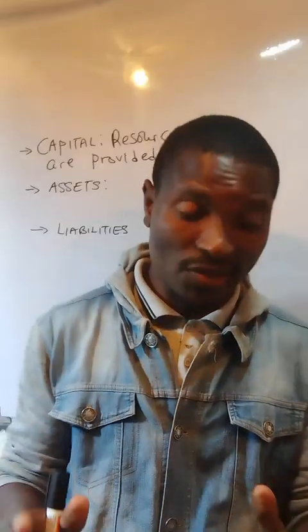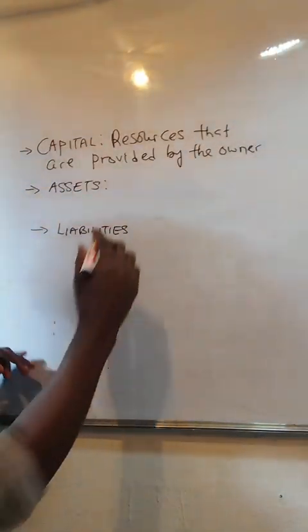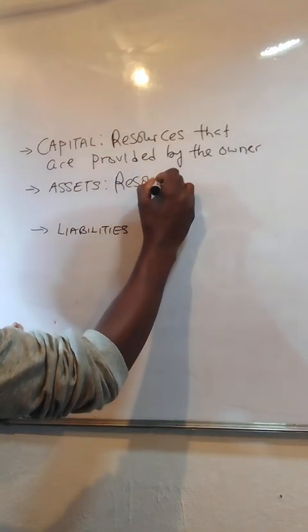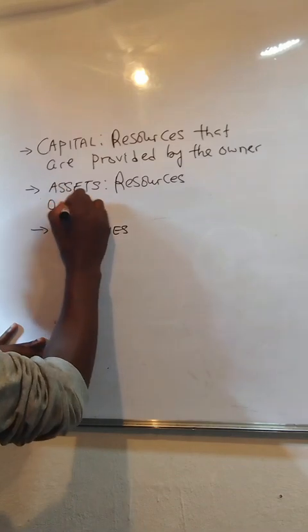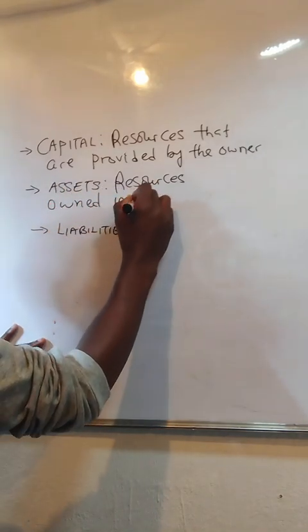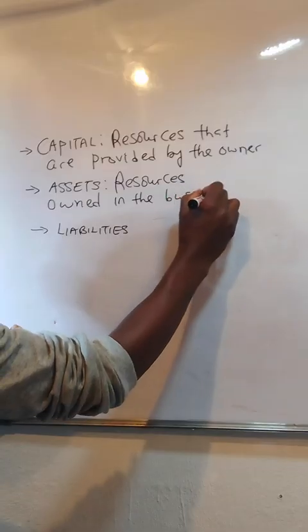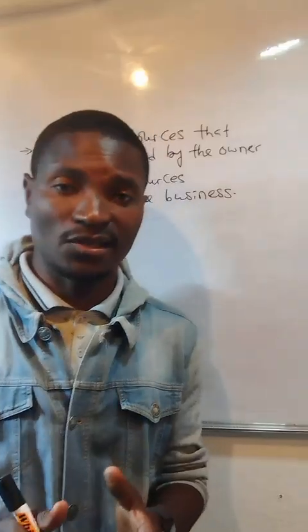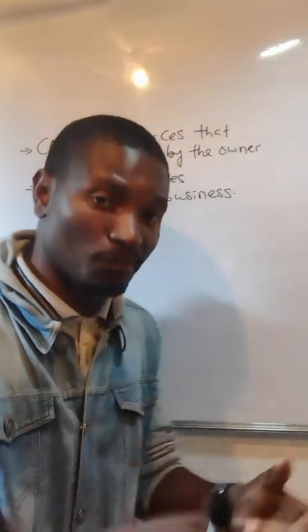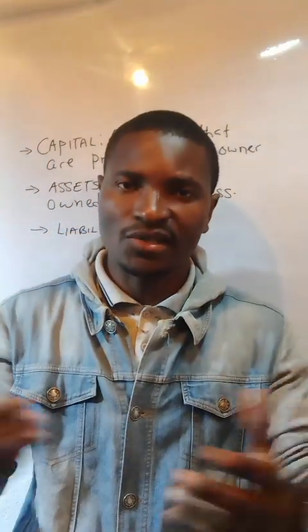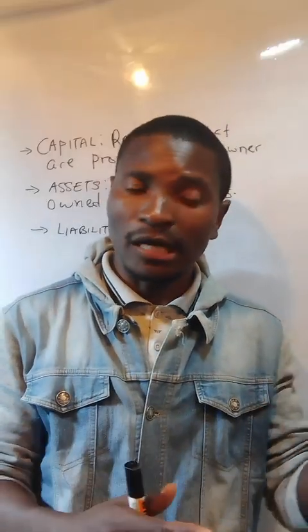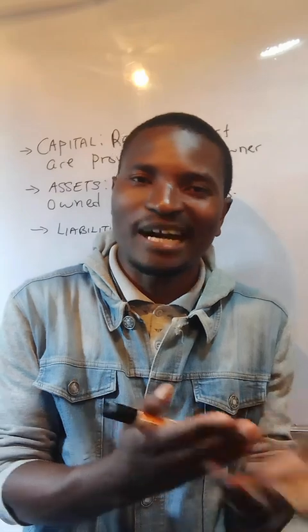Now let's talk about assets. When you talk about an asset, or assets, these are the things that are owned in the business. Normally, when you talk about assets, you're simply talking about something that could be tangible. So there is no actual difference between capital and assets.